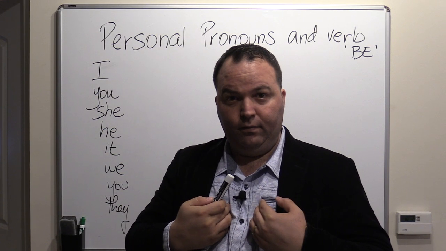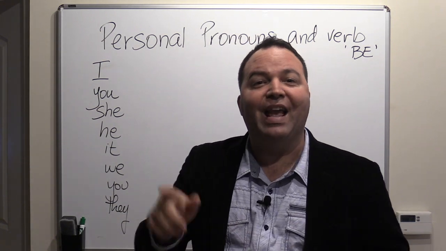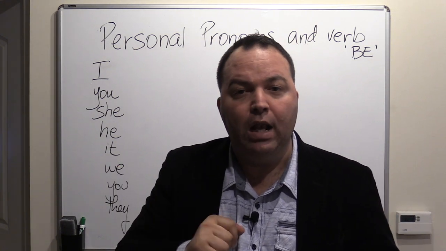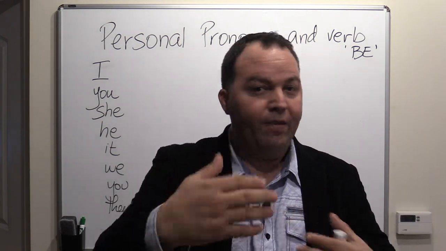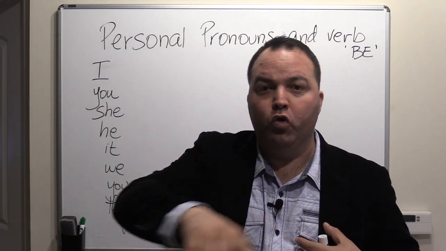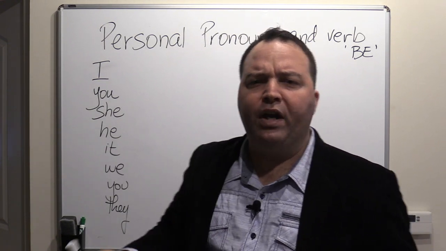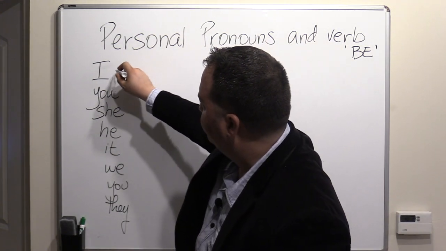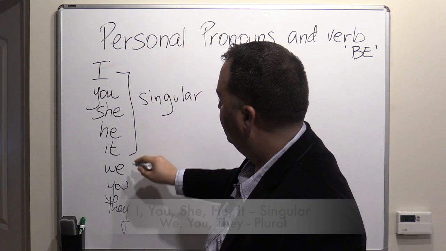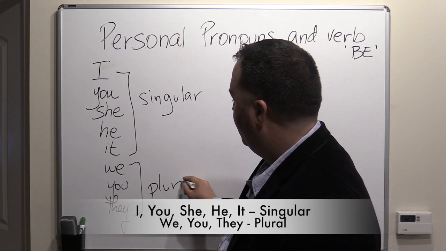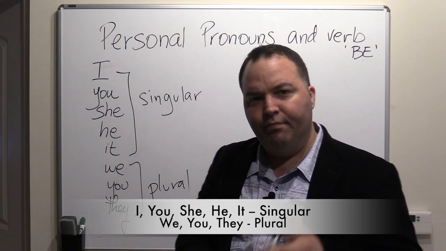I, yo. I is me, yo. You is you, okay? She is ella. He is él. It is eso, esa, okay? We is nosotros, you and me. You, plural, ustedes. And they is ellos. Pretty easy. Okay, here we have singular ones. And here we have the plural. Okay, singular and plural. Okay, you understand? Very good.